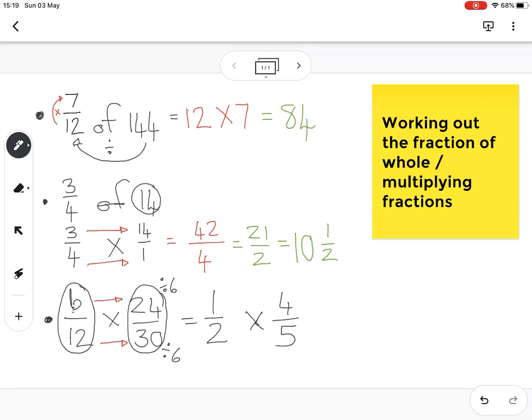Now look how easy this is. It's much easier. Instead of doing 6 times 24, I'm now only doing 1 times 4. The answer is the same size. It's just already written in a simpler way. If I look at 4/10, it's not simplified all the way yet. I can still half both of them to get 2/5.